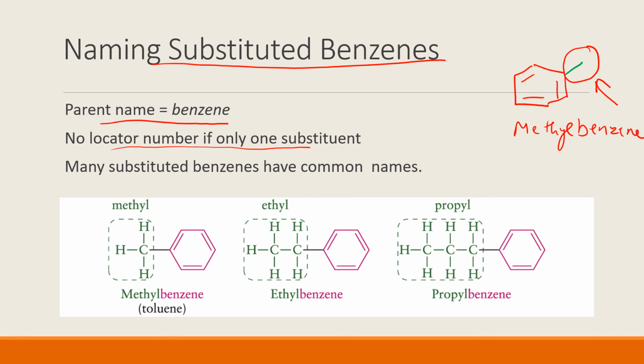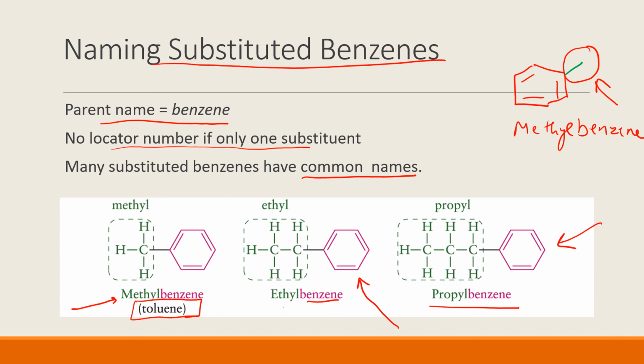However, many of these substituted benzenes are known by their common names. For example, methylbenzene is commonly known as toluene. In this case, the substituent is ethyl and our parent ring or parent name is benzene. So the complete name will be ethylbenzene, and propylbenzene in the example shown on the right. No common name exists for ethylbenzene or propylbenzene, so they are known by their proper names as shown in this picture.